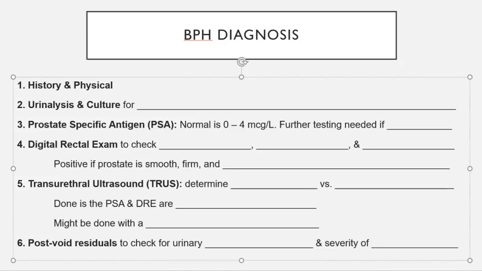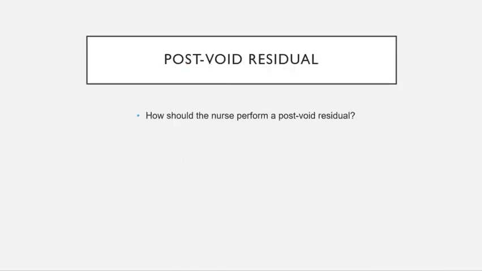Post-void residuals can be done to check for urinary retention and the severity of the obstruction. How should the nurse perform a post-void residual? You will bladder scan the patient immediately after they urinate.